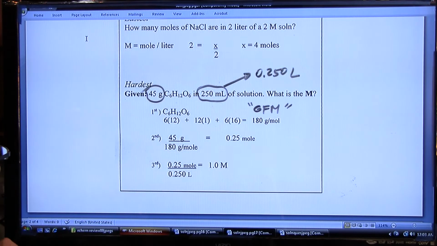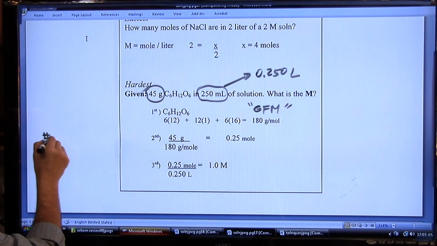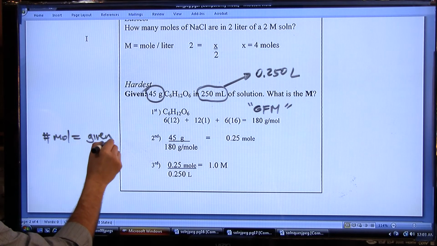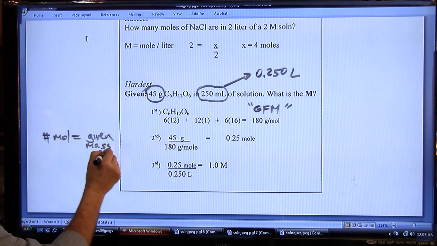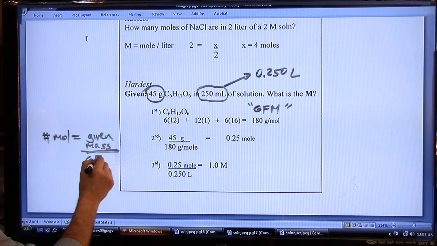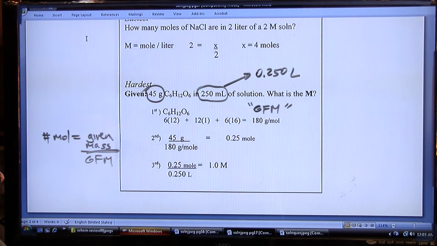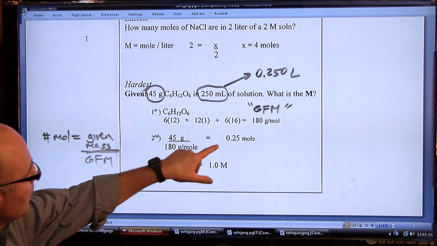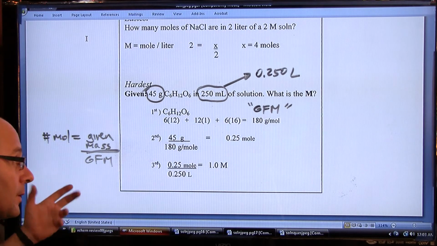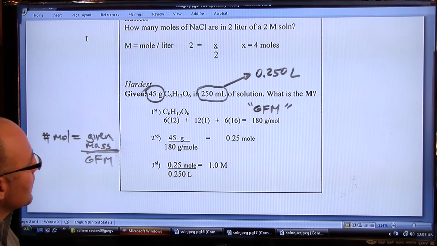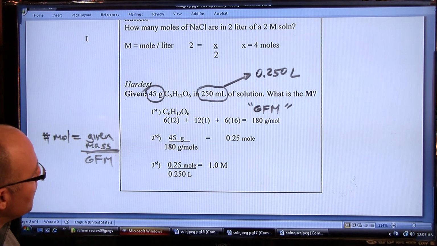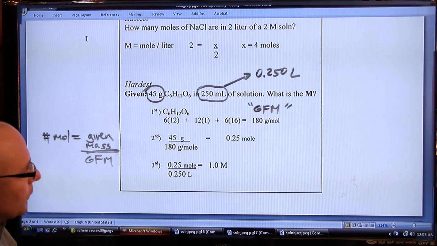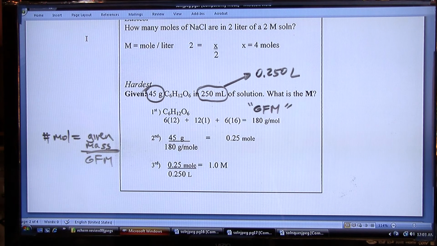Then, if you recall, in a mole calculation, the number of moles is equal to the given mass divided by the gram formula mass. So 45 grams divided by the 180 grams per mole will give you 0.25 moles. And finally, the third step, and this is a lot of work for a simple problem, is to take the 0.25 moles divided by 0.25 liters, and you get a 1 molar solution.